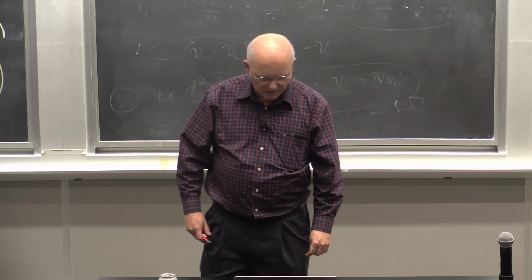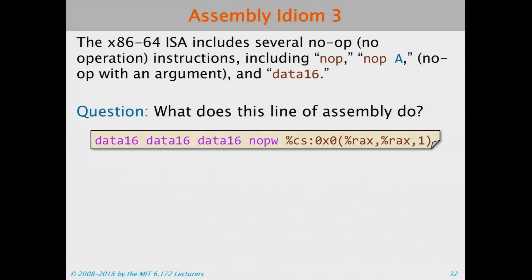Okay, here's another one. The ISA can include several no-operation instructions, including NOP-A, that's a no-op with an argument, and data 16, which sets aside 2 bytes of a no-op. So here's a line of assembly that we found in some of our code: data 16, data 16, data 16, no-op W, and then %CS:X. No-op W is going to take this argument, which has all this address calculation in it.